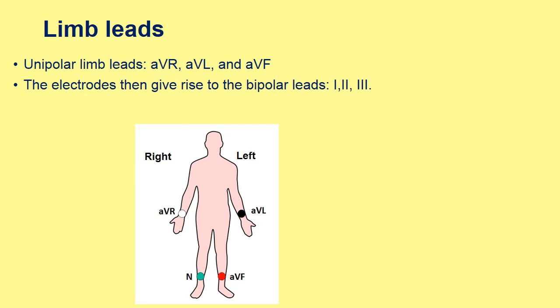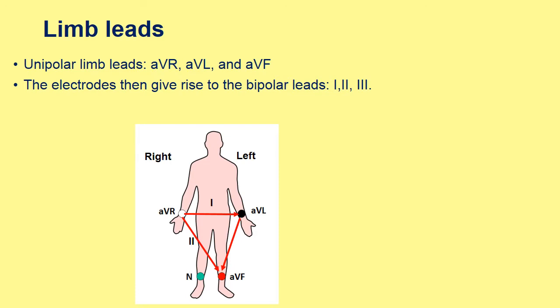However, these electrodes combine to form bipolar leads. So you get AVR to AVL gives you lead 1, AVR to AVF gives you lead 2, and AVL to AVF gives you lead 3.